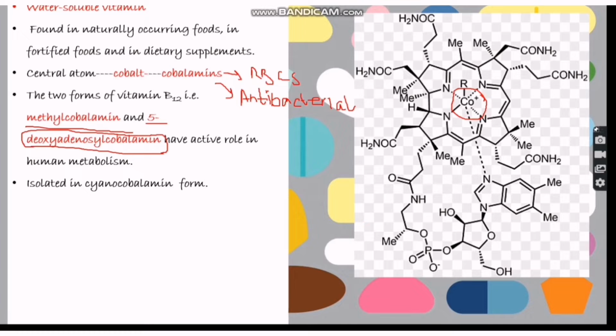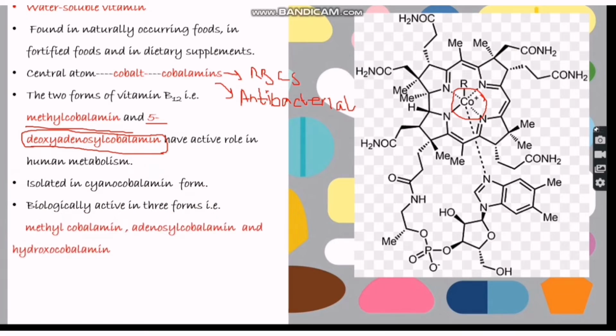It is also related in cyanocobalamin form. However, the biologically active forms are three, which are methylcobalamin, adenosylcobalamin, and hydroxycobalamin. As I've told you, methylcobalamin is important for brain and nerves as well as the production of RBCs. Adenosylcobalamin is involved in metabolism of fats and amino acids.